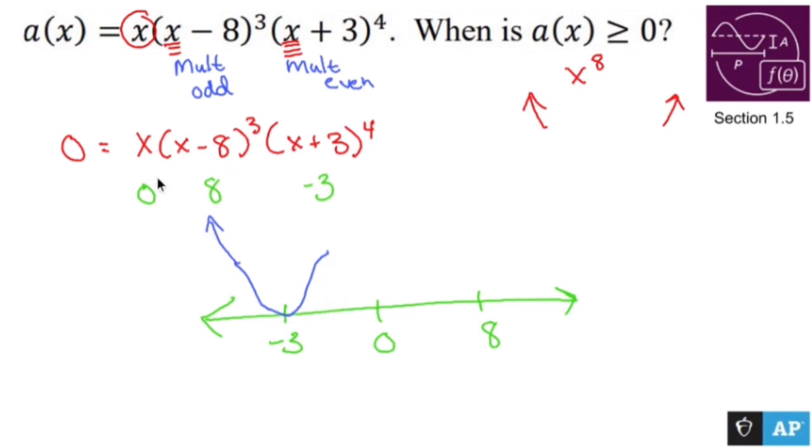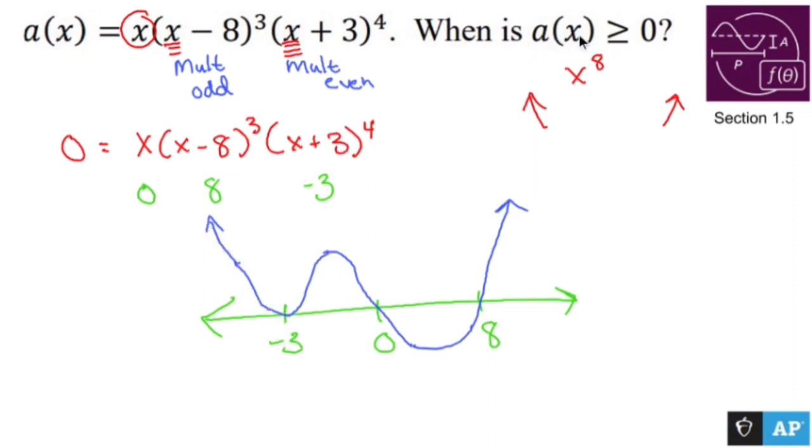Then it peaks out. My multiplicity here is 1, which means it goes through 0. Now I'm going to come back up towards 8. My multiplicity for 8 was odd, so it's going to go through and end like that. So again, when your multiplicity is odd, like here and here, your line goes through that 0. When it's even like it was for negative 3, it bounces off.